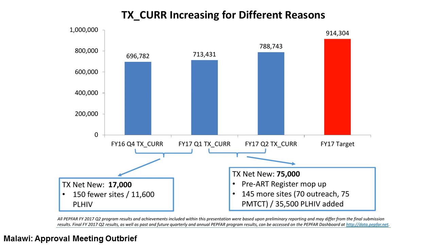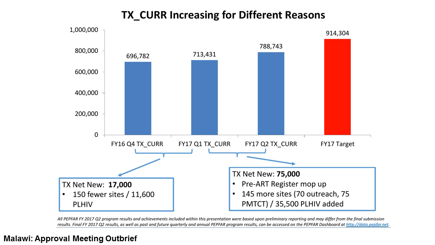But then when you look at between quarter 1 and quarter 2, their net new went up by 75,000. And what they say is, we jumped a lot because we did the pre-art register mop-up. So this is basically, they initiated test and treat during this time period. And they went out and found all those pre-art patients that they couldn't identify before and put them on treatment. And then they added 145 more sites.